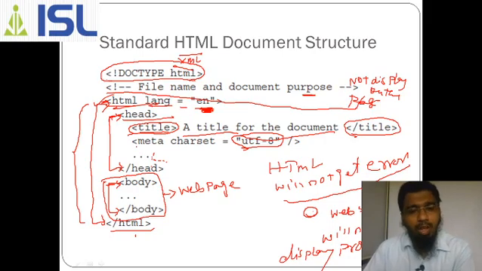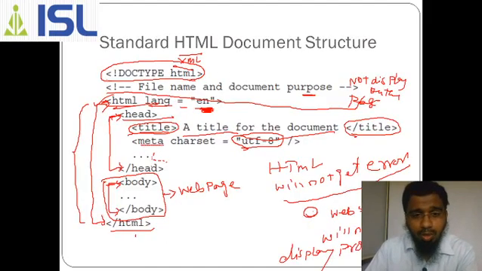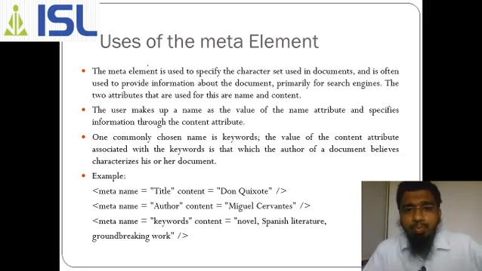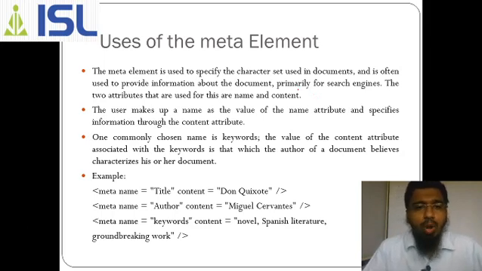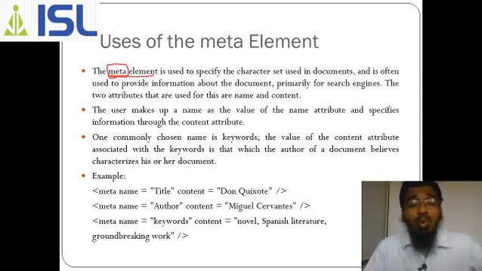We will see it when we do the practical. Now, what is the use of metadata? Here we use meta charset UTF. So what is the meta element? The meta element is used to specify the character set used in the document, and is often used to provide information about the document, primarily for search engines. The two attributes used are name and content. We use metadata because whenever you search on Google, Yahoo or any other search engine, with the help of this it will easily identify the page and display it on the first page.